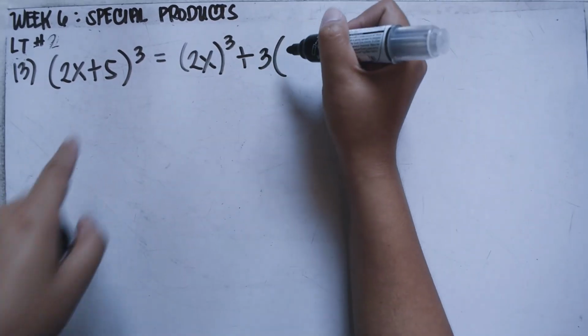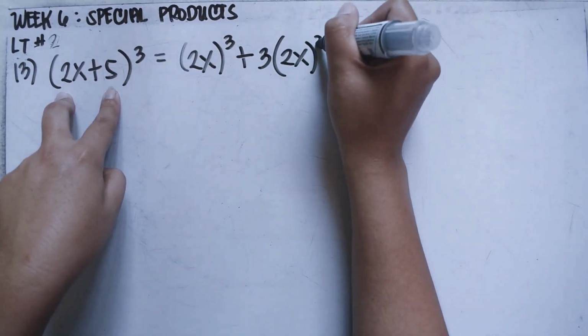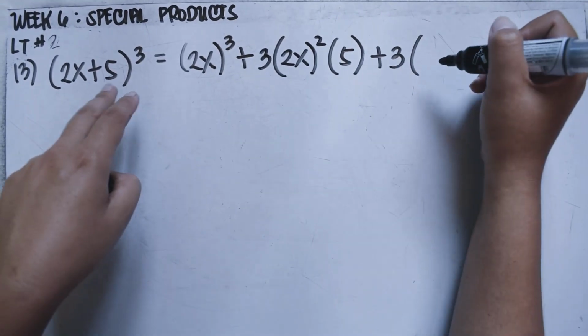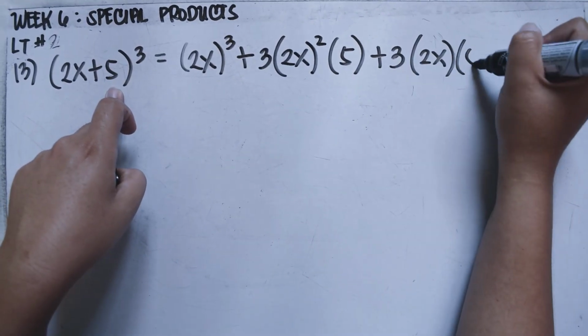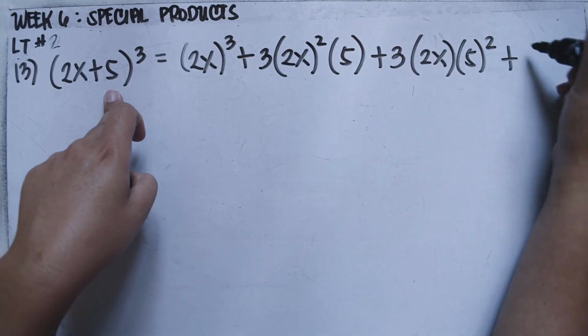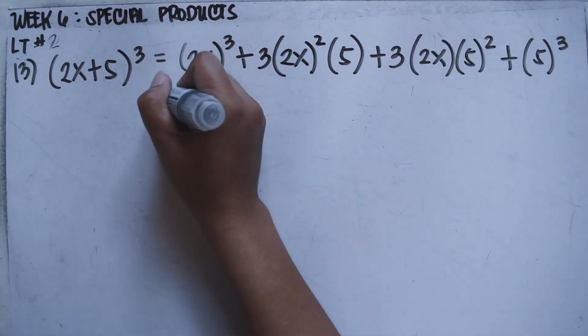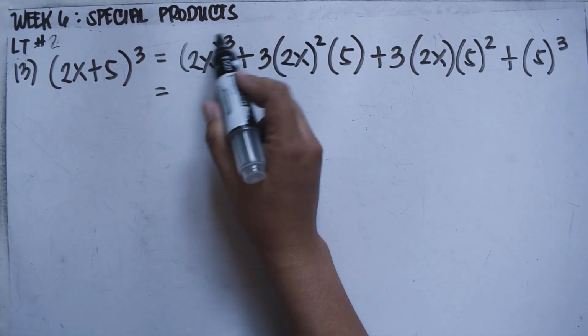Thrice daw ng product ng dalawa, pero yung una, naka-square yung una, then yung isa ay hindi. Yung pangalawa na thrice the product naman, ang naka-square is yung second term naman. And then, yung last term will be cube nung last term natin. So, basic na sa inyo yan, ha. Pag memorize nyo na, madali na yan para sa inyo. And then, we simplify.